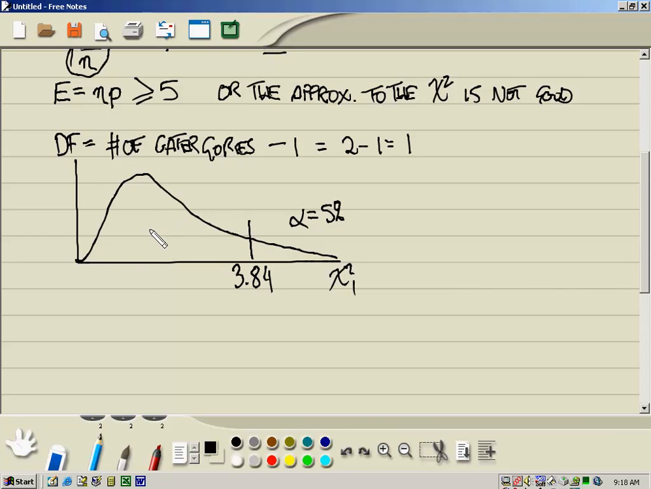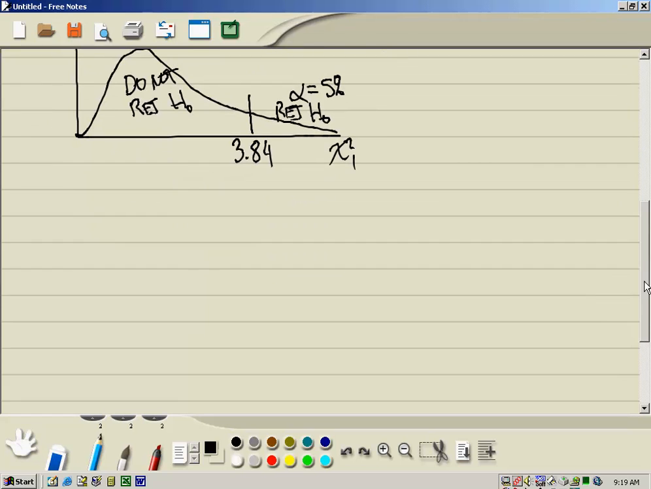As with any hypothesis test, where the alpha is, we will reject the null, and where the alpha is not, we say do not reject the null. Okay, so that's how our decision rule will run.